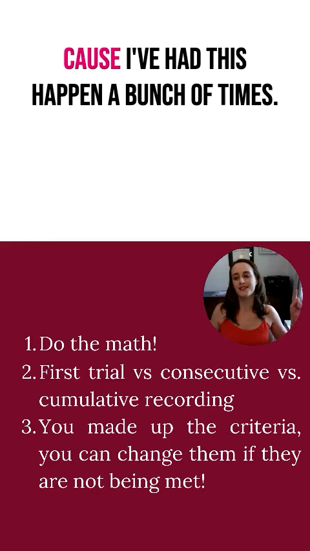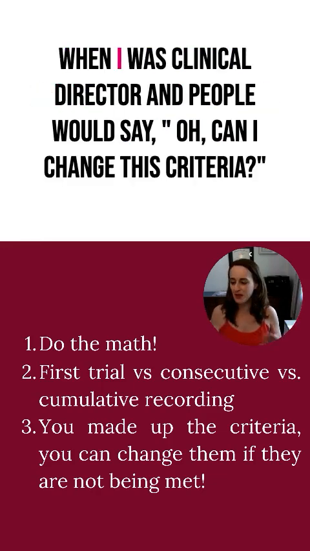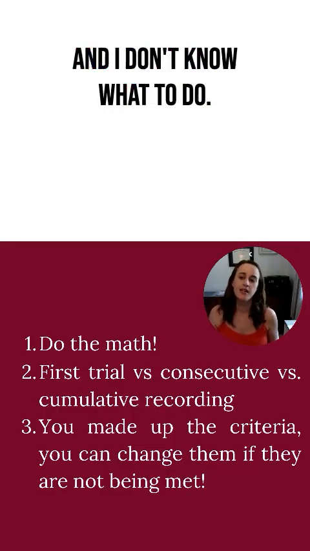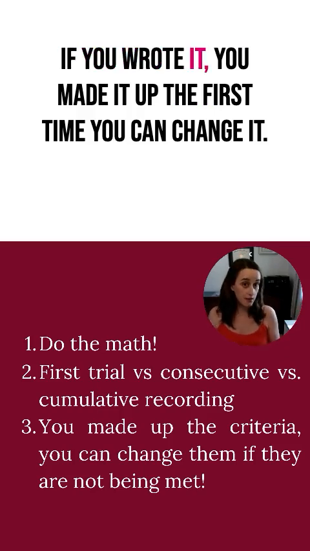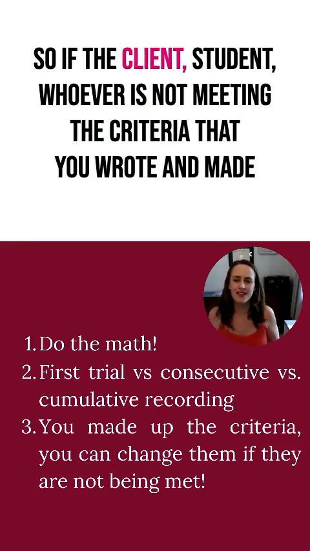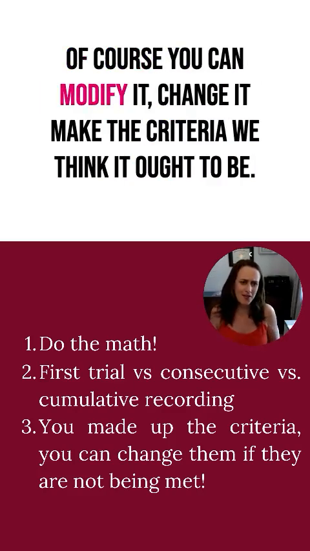Last one, because I've had this happen a bunch of times when I was clinical director and people would say, oh, can I change this criteria? It already says this in the behavior plan, but they're not going to be able to meet it, and I don't know what to do. If you wrote it, you made it up the first time, you can change it. It's your behavior plan that you wrote. So if a client, student, whoever is not meeting the criteria that you wrote and made, of course you can modify it, change it, make the criteria what you think it ought to be.